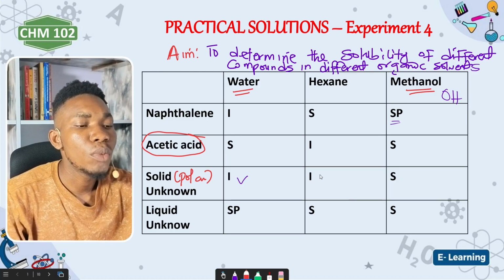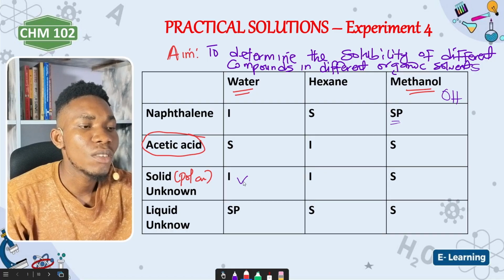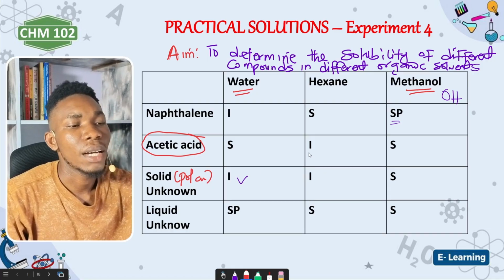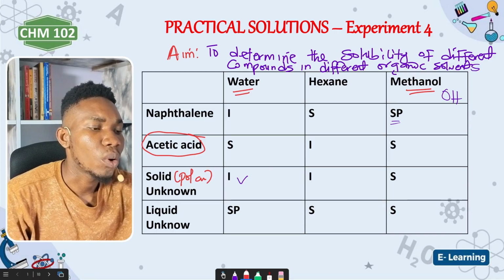Why? If it is soluble in hexane and it is insoluble in water, then you can say it is a what? A non-polar solvent. Non-polar solvent.